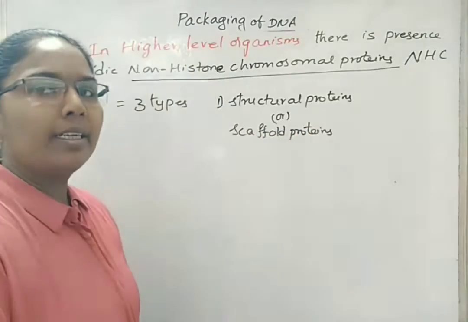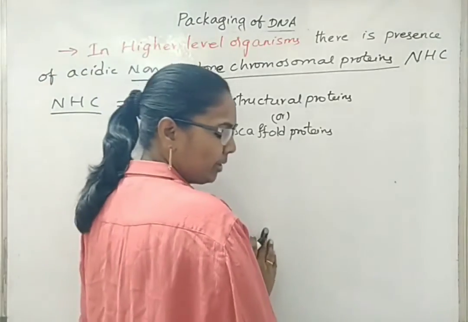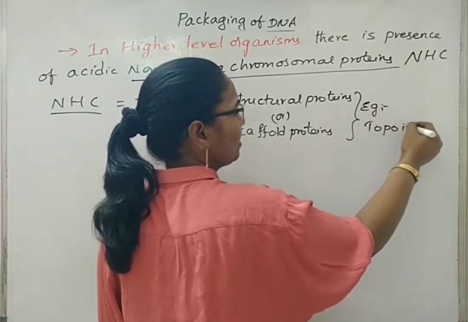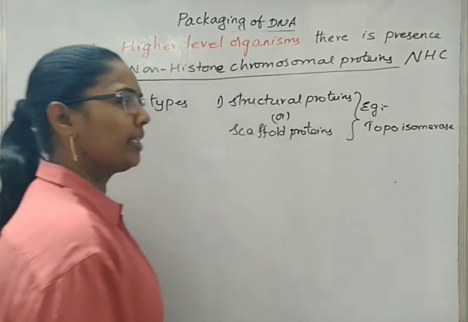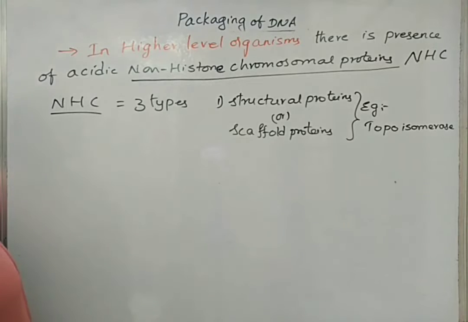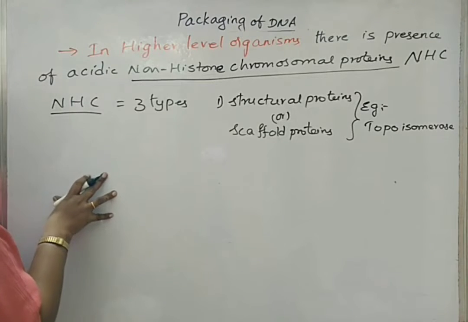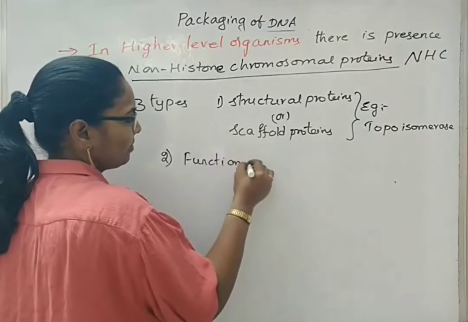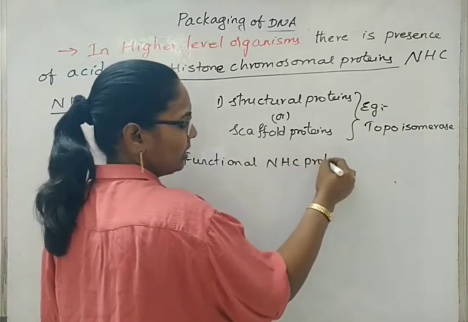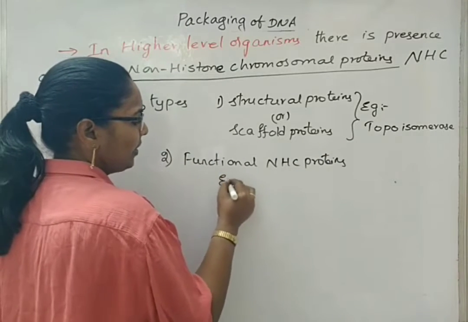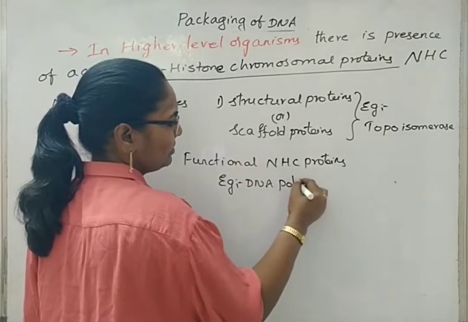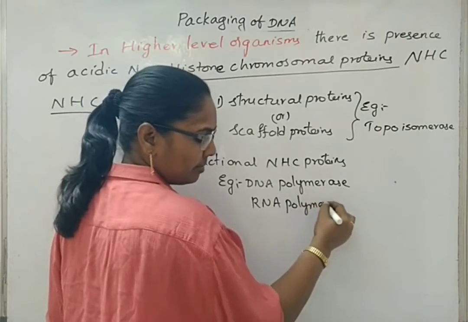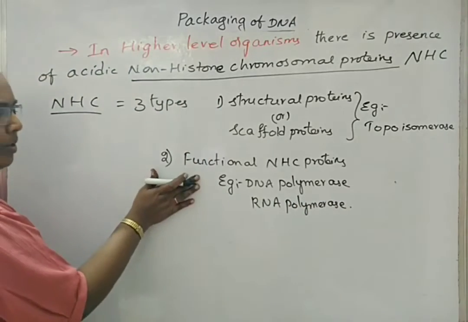These are made up of approximately 20 number of amino acids. So here we can write one example as topoisomerase, which we read in DNA replication, which happens in the S phase of interphase just before mitosis or meiosis. Commonly we used to say as preparatory phase. Next is functional non-histone chromosomal proteins. Here we can write examples as DNA polymerase or RNA polymerase. These are working in the form of enzymes.